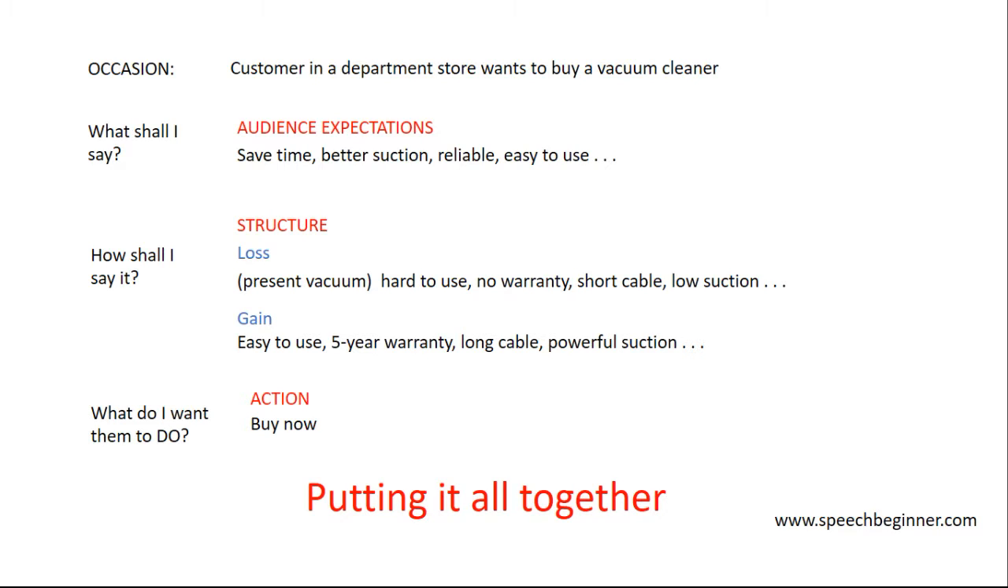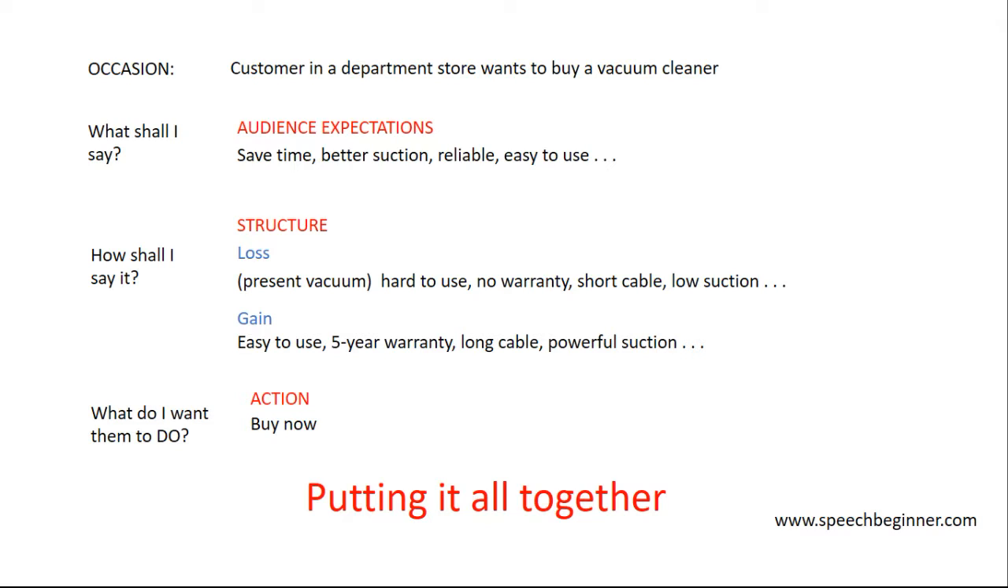Let's put that all together, where we have a customer in a department store who wants to buy, let's say, a vacuum cleaner. Now the audience is expecting, when she wants to buy a vacuum cleaner, something that will perhaps save her time, give better suction, be more reliable and easy to use. So that's a clue as to what you're going to talk to her about in this example. Then you're going to say, how shall I say it?